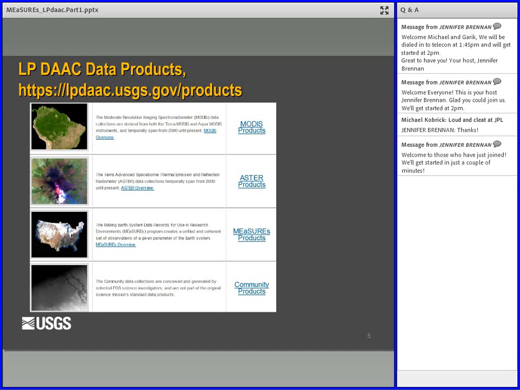The LP DAAC processes, archives, and distributes 4 types of land processes data products. These data products include the standard land product data from MODIS and ASTER, community products, and MEaSUREs products, which we will cover today.